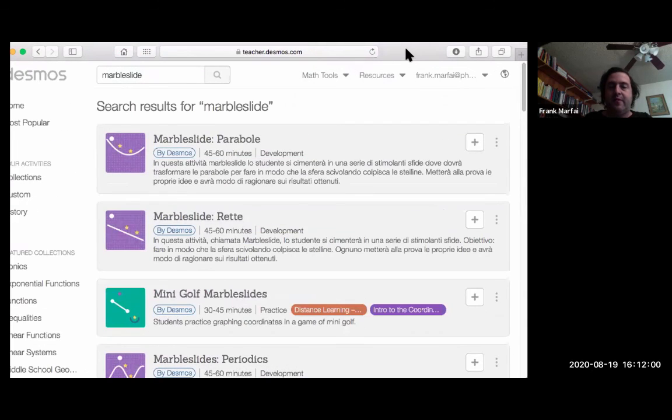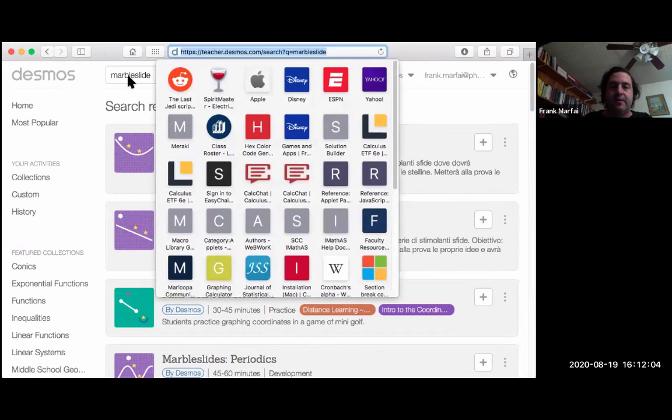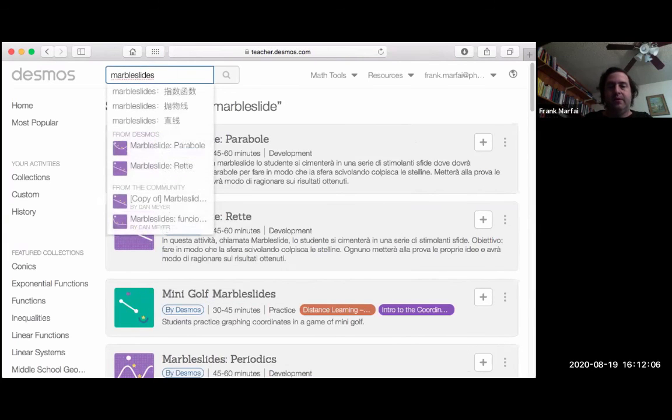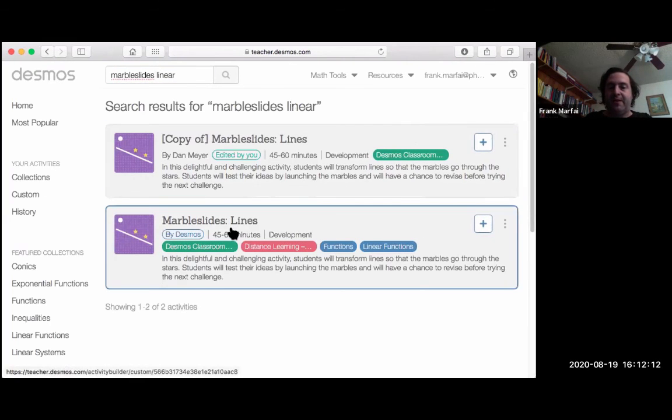When I was looking for the linear one, because I do remember I learned about the marble slides at a conference. Slides, linear. It actually found the copy of mine because I'm logged in, but this is the one I actually took it from. Okay. And then you can adapt from it.